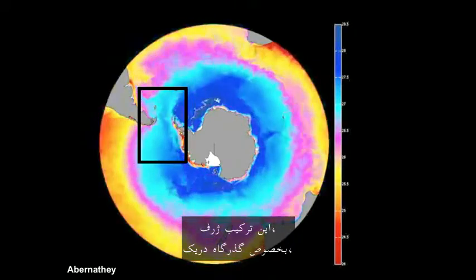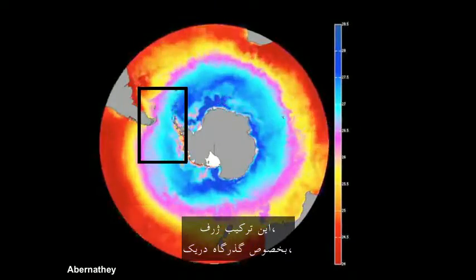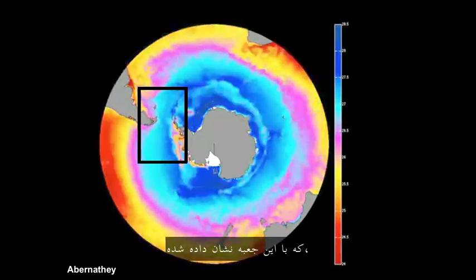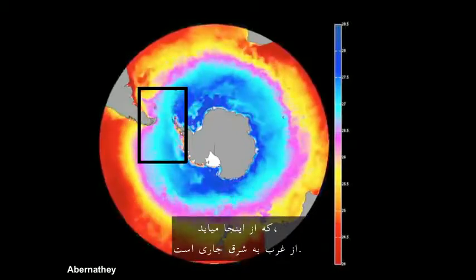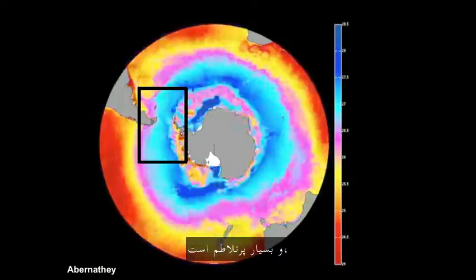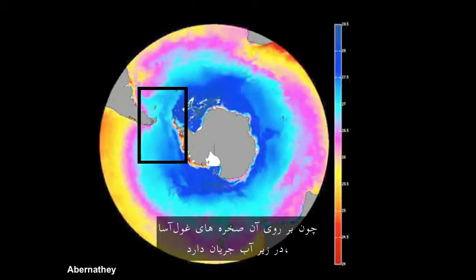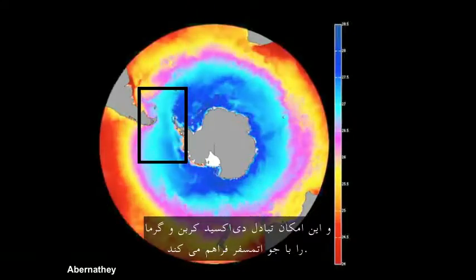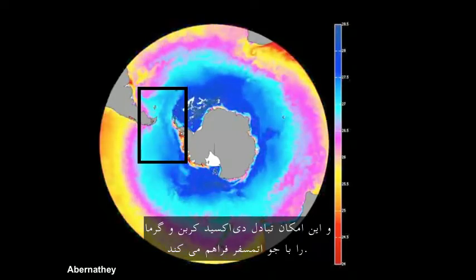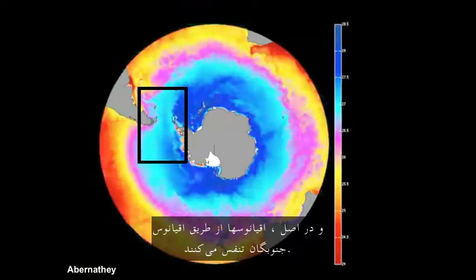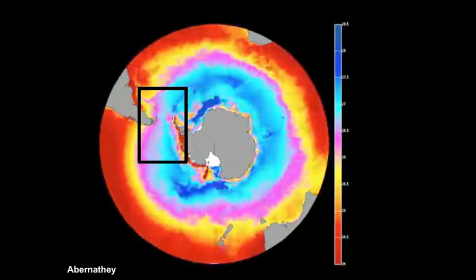The intense mixing, particularly the Drake Passage, which is shown by the box, is really one of the strongest currents in the world coming through here, flowing from west to east. It's very turbulently mixed because it's moving over those great big undersea mountains. And this allows CO2 and heat to exchange with the atmosphere in and out. And essentially, the oceans are breathing through the Southern Ocean.